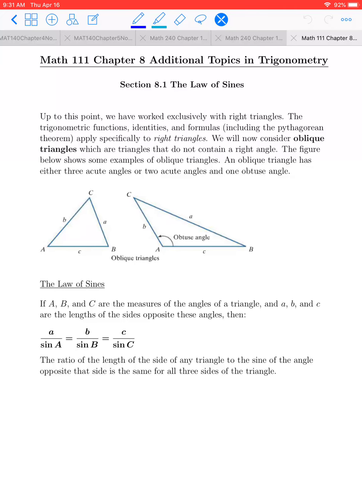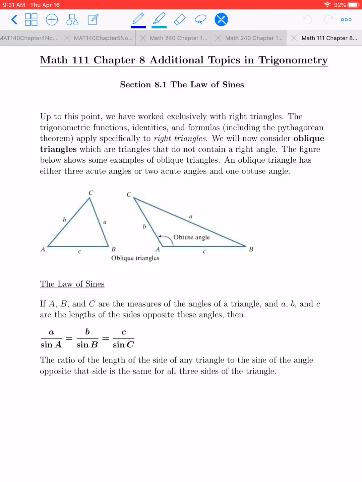In Chapter 8, we're going to look at some additional topics in trigonometry, starting with Section 8.1, which is the law of sines. Up to this point, we have worked exclusively with right triangles. The trigonometric functions, identities, and formulas, including the Pythagorean theorem, apply specifically to right triangles. We will now consider oblique triangles, which are triangles that do not contain a right angle. The figure below shows some examples of oblique triangles.